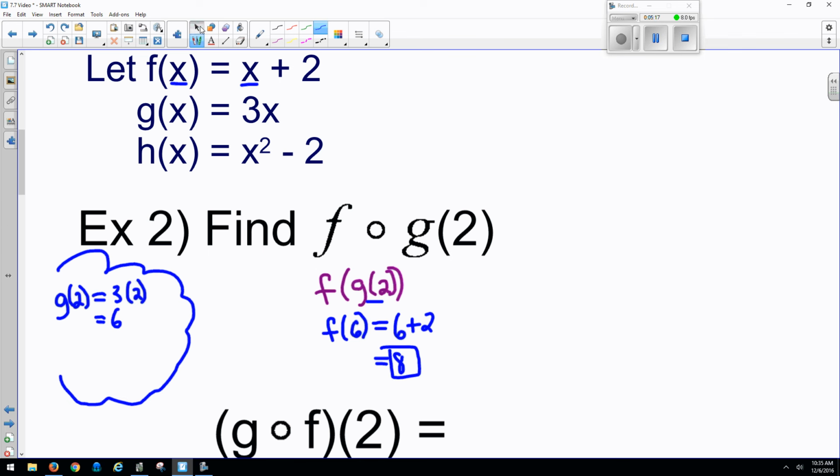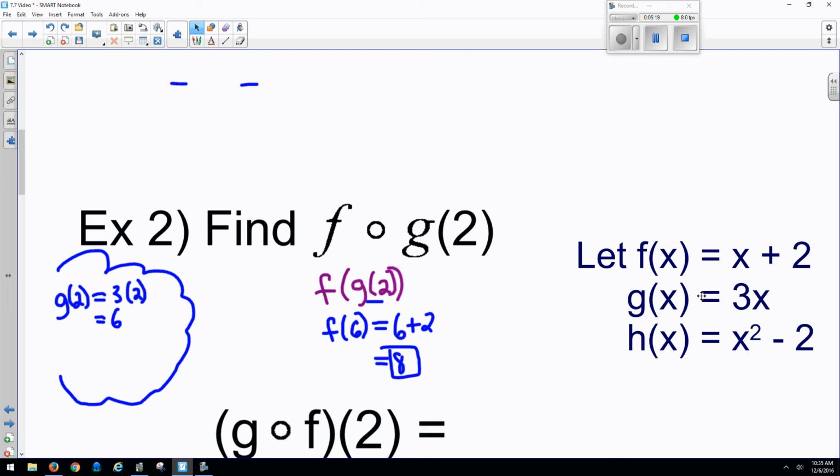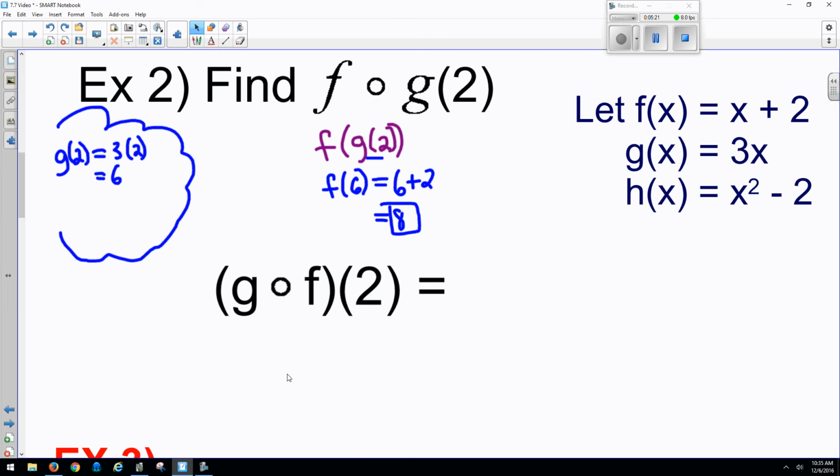Going the other way around, let me bring these down here. g of f of 2. Now we're just kind of switching them around, but we're going to get something else. So the very first thing I'm going to do is rewrite this. This is going to be g of f of 2. Actually, I didn't want to write that equal sign. Oh boy.